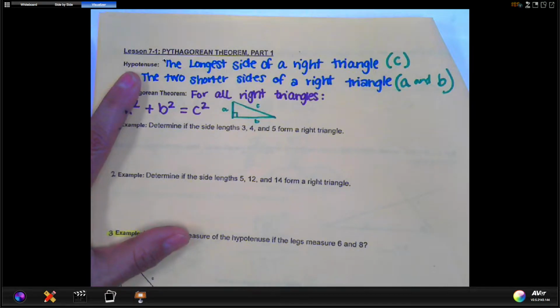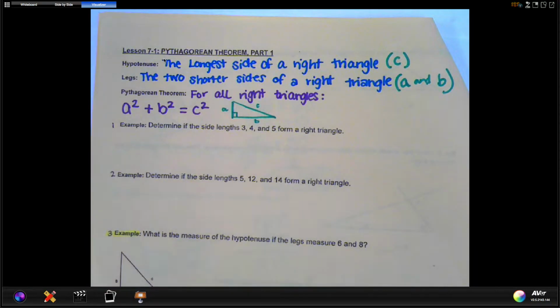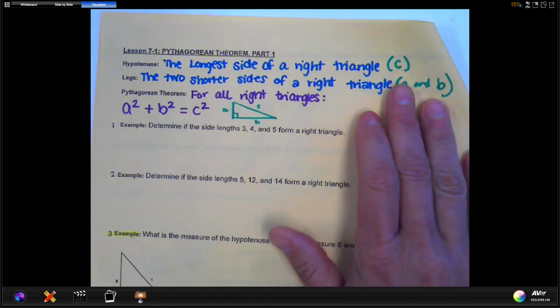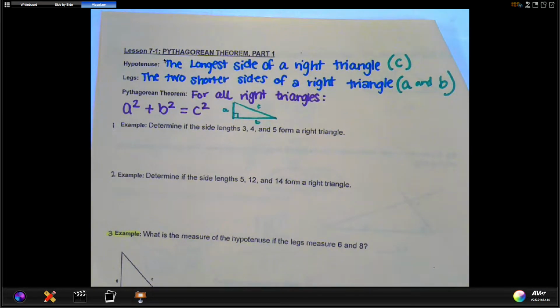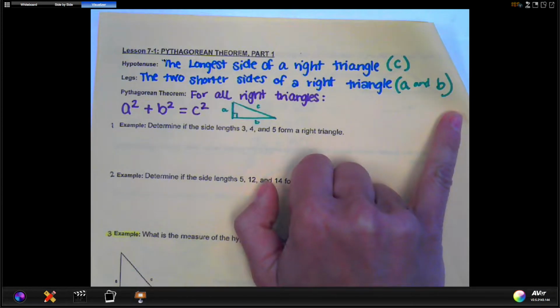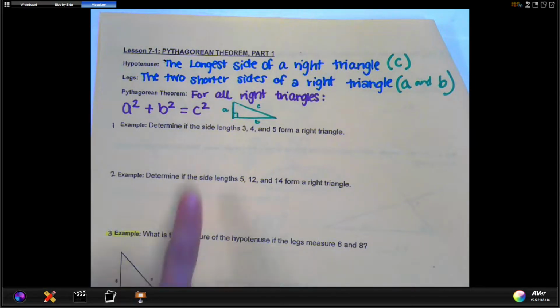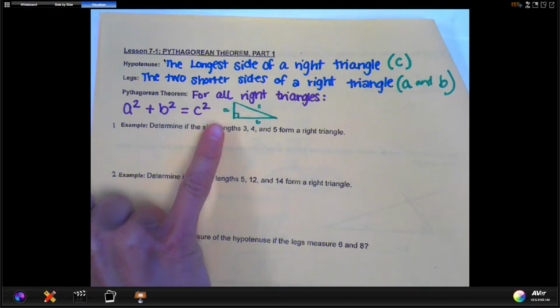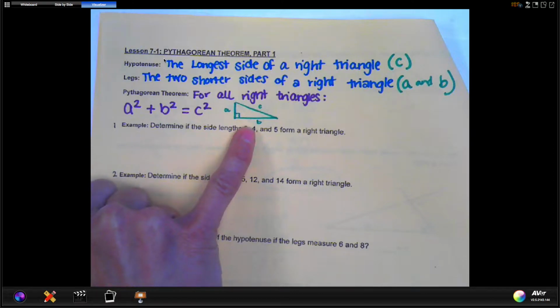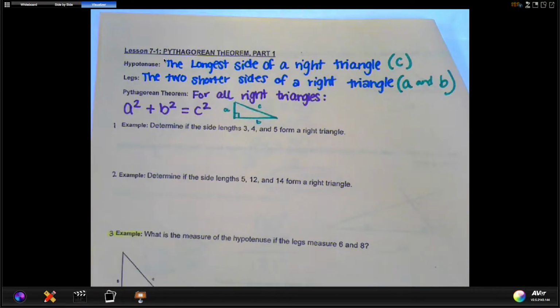What a hypotenuse is simply, it is the longest side of a right triangle. And we're going to label that side with the letter C. And then the other two sides are called the legs. Those are the shorter two sides of the right triangle. Those we will label A and B. Now they can be labeled in any order. But usually when I'm teaching, I like to make A the shortest, then B the next shortest, and then C the longest, like I show in the green triangle here.